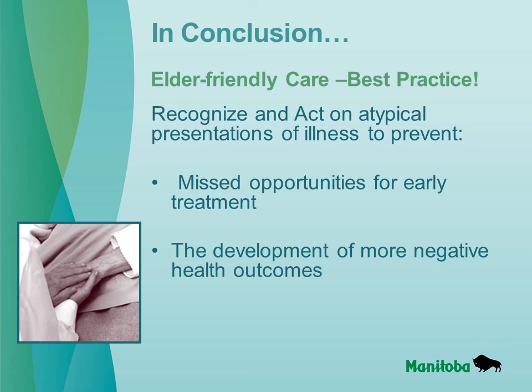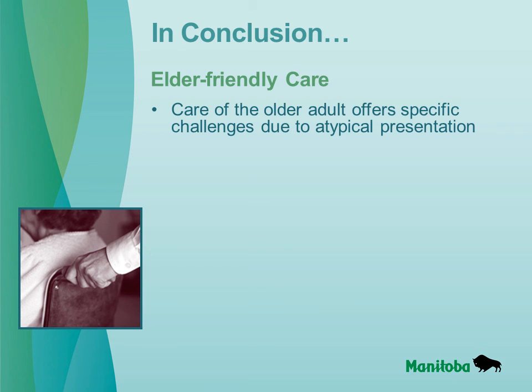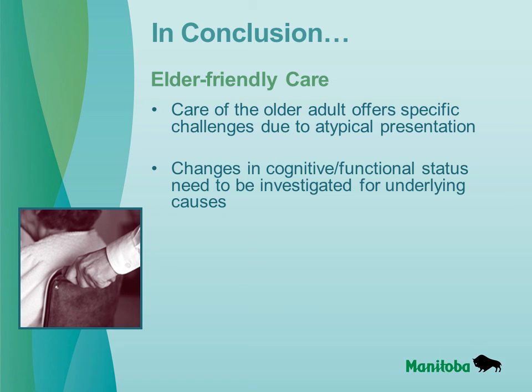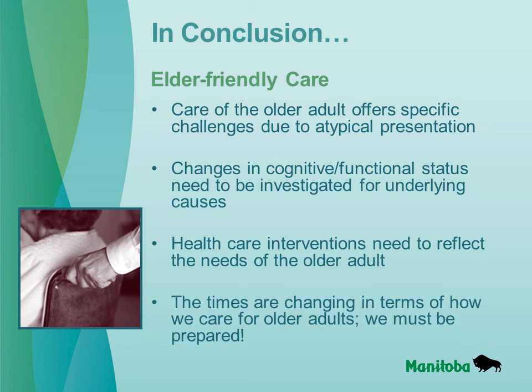We must provide best practice by recognizing and acting on atypical presentations of illness in older adults. By doing this, we can help to prevent missed opportunities for early treatment and the development of more negative health outcomes. We are striving to promote elder-friendly care across the continuum. Care of the older adult offers specific challenges due to atypical presentation.